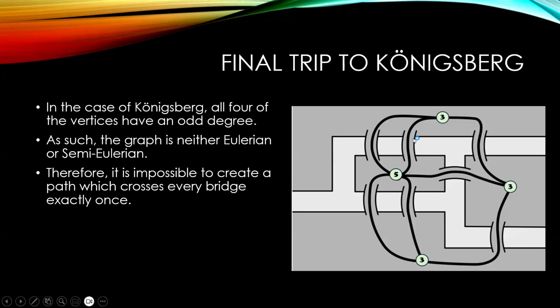Looking at it, we have a degree of 5, a degree of 3, a degree of 3, and a degree of 3. In this case, it is impossible to create a path which crosses every bridge exactly once. And this was the math that Euler developed.